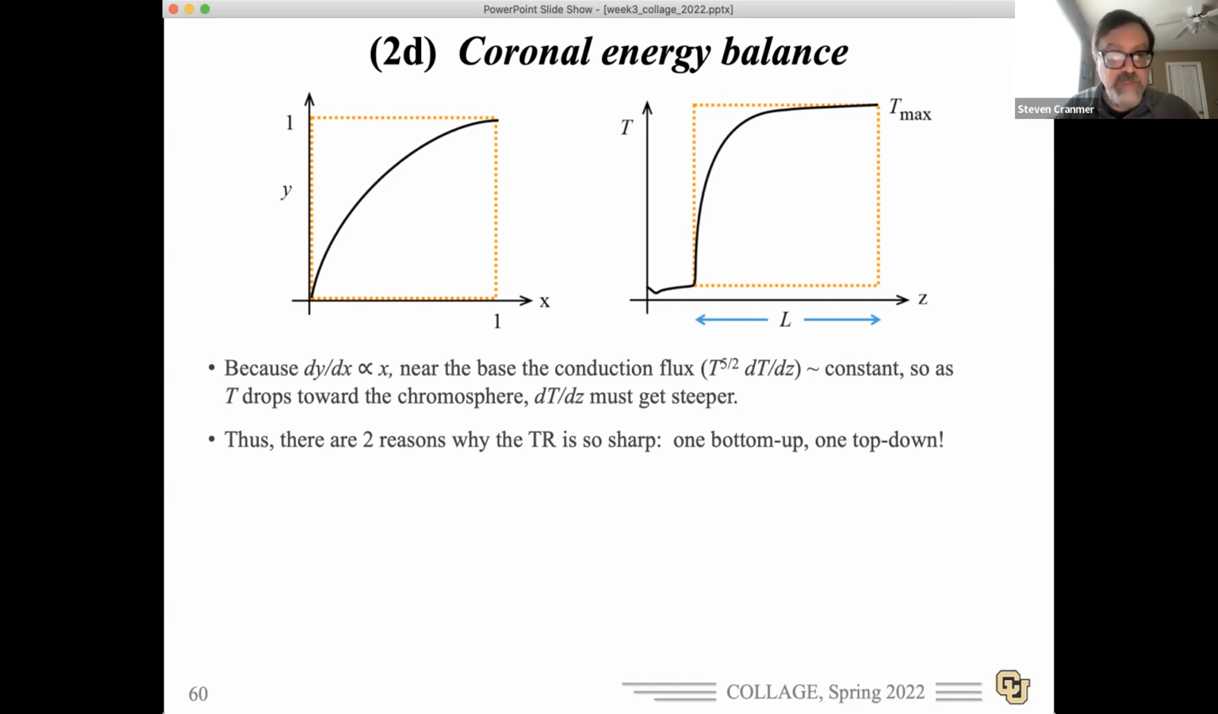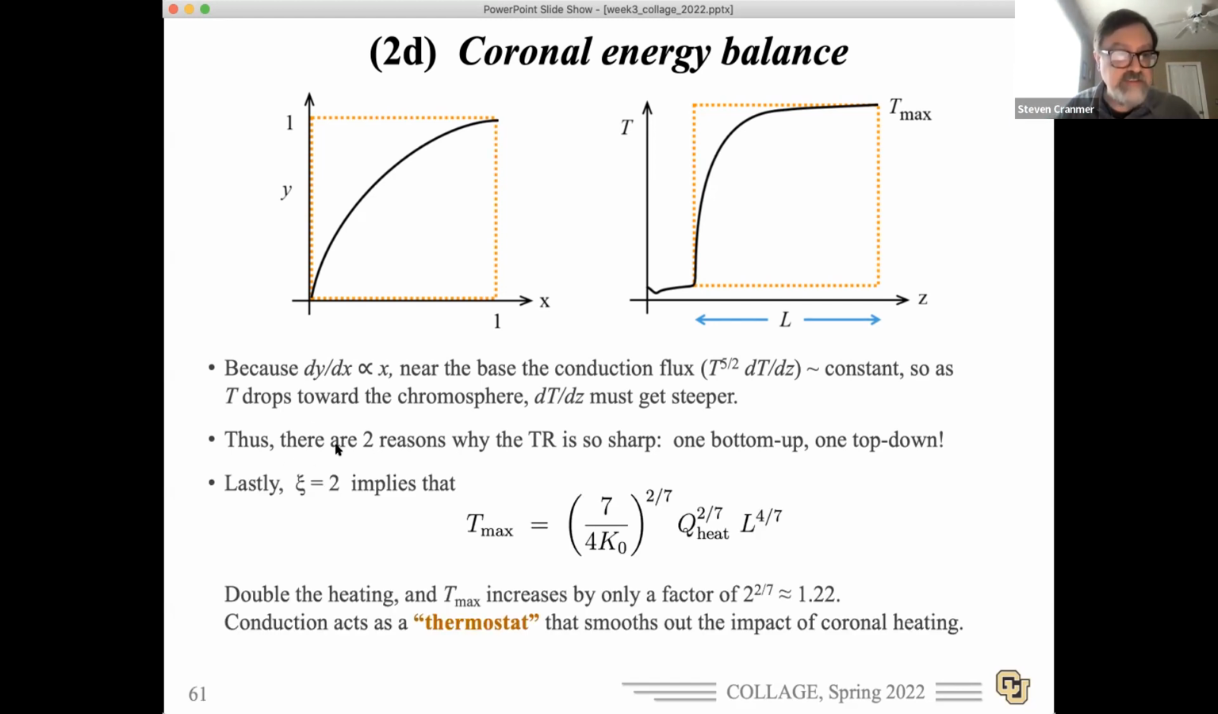But the last little bit of this is that when we found out that this psi constant is equal to 2, that means that we can solve for an actual value for the T max, which we just sort of threw in there as an undetermined number. But now we know it. We can solve it in terms of the heating rate, the loop length, and the conductivity coefficient. And it's kind of neat that we can learn a little bit more about the physics from the values of these powers, right? If you double the heating rate, the temperature only increases by a factor of 2^(2/7), just 20% or something.